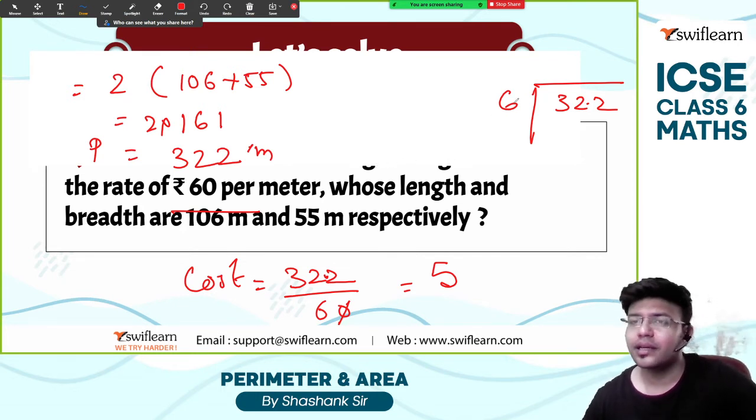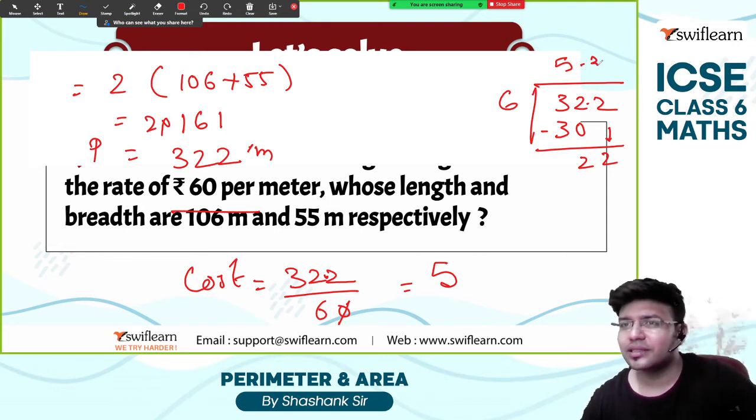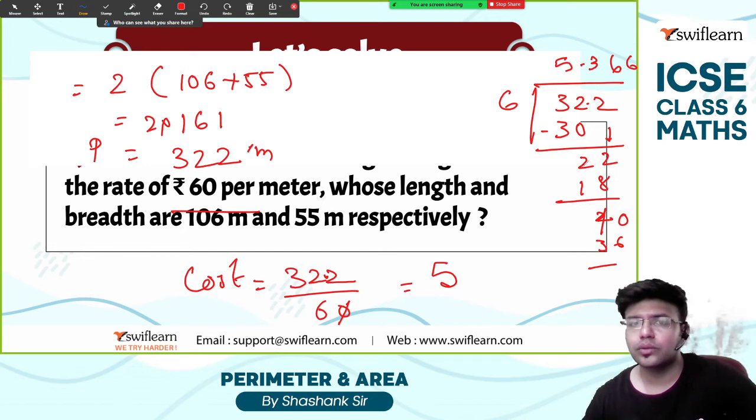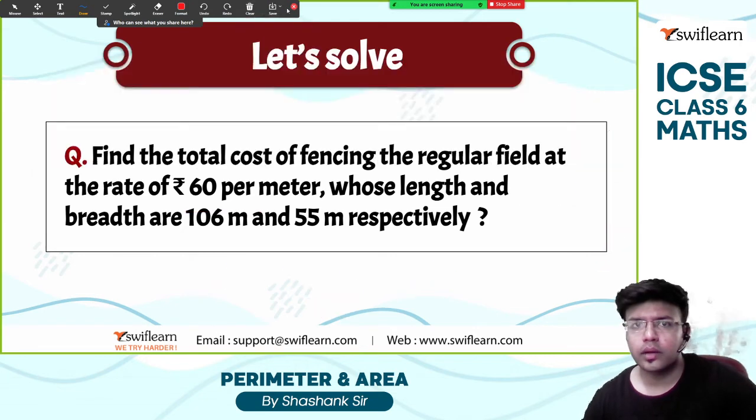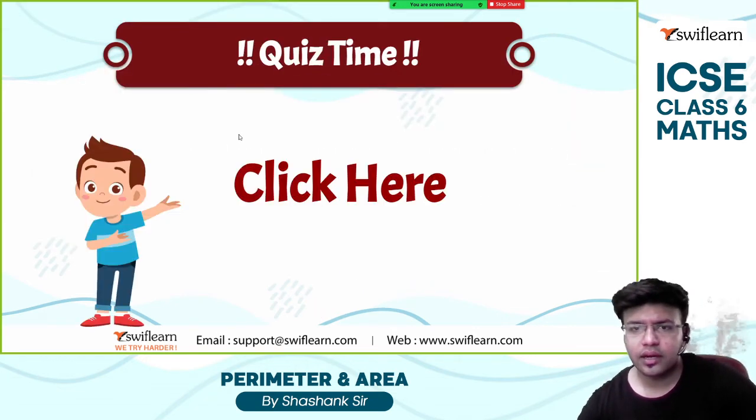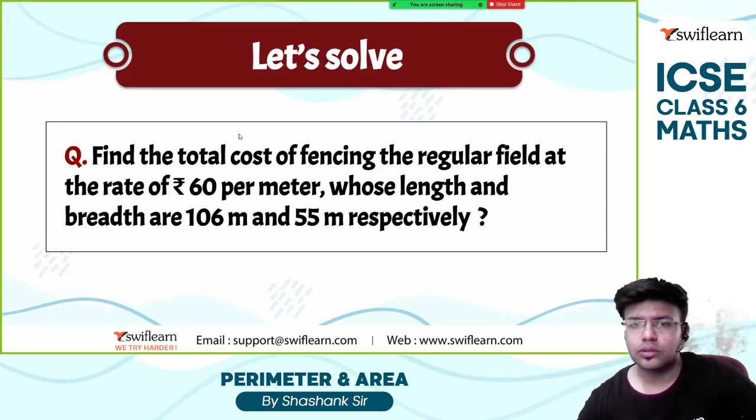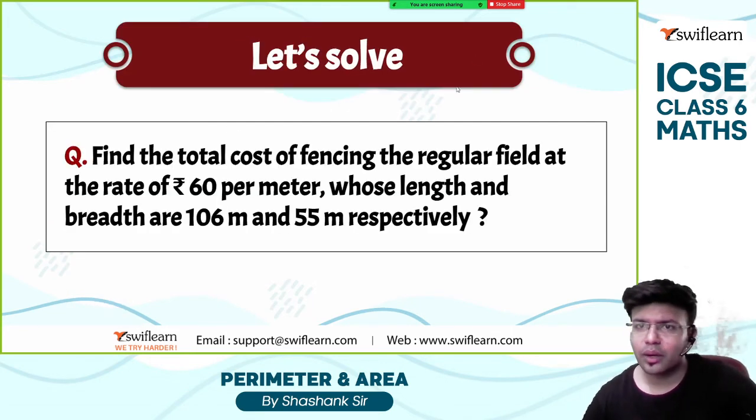So 6 5s are 30. Remainder is 2. The decimal point is there. Put a decimal point. 6 6s are 36, 6 3s are 18. Okay, we're left with 4. 6 4s are 24, 6 5s are 30, 6 6s are 36, and so on. Okay, so I hope I've done this right. Have we done this right? So just to confirm, let us check one more time.